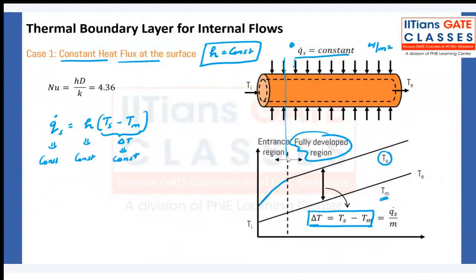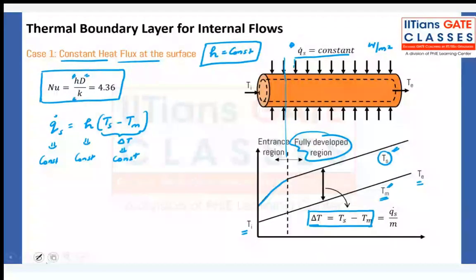T mean will increase. Of course, look, we are giving heat, so this heat will be absorbed by the fluid. So the temperature of the fluid is going to increase. Surface temperature is going to increase, and mean temperature is also going to increase. But the temperature difference will remain the same. This is your TI, this is your exit temperature. And the Nusselt number for this particular case is given by 4.36. It remains constant because H remains constant, D remains constant, K also remains constant. So it is 4.36.